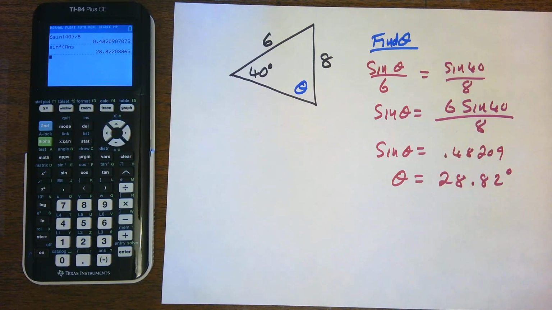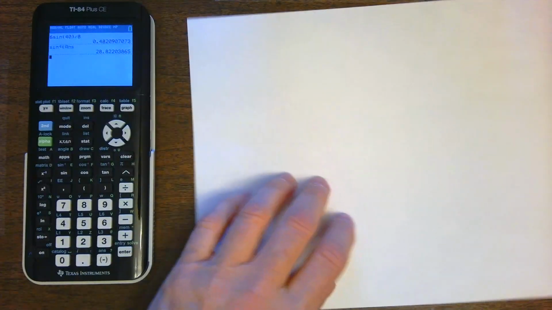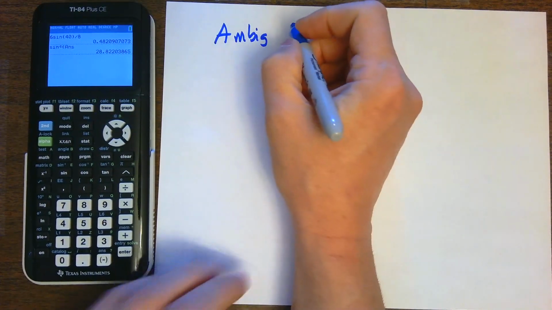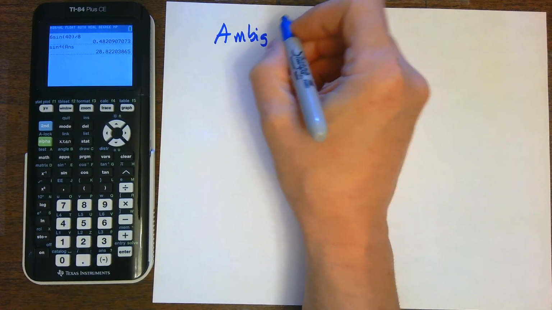But what I want to do is I want to look at the problem with the law of sines. And this is something called the ambiguous case. Now, let's see if I can spell this right.